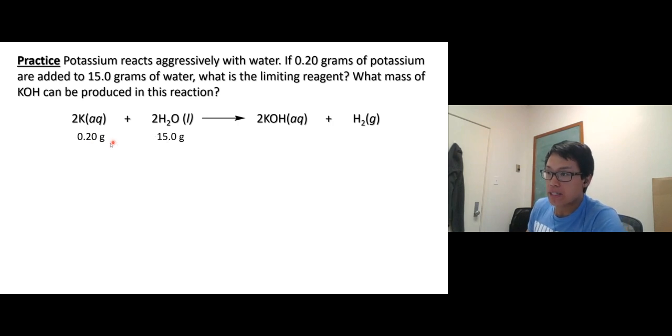I don't know which one is the limiting reagent. I'm going to guess it's potassium, since potassium is heavier and we start with a smaller amount. But we have to find out for both of them, so use both of these numbers.